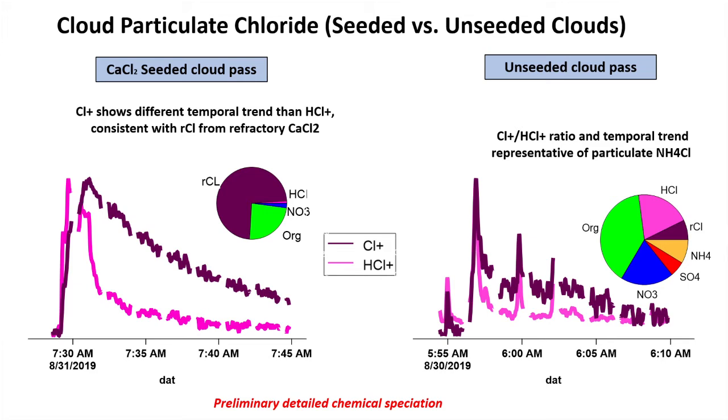On the right, I've got an instance where we went through an unseeded cloud. And there you can see that the Cl and the HCl are both going up and down quickly because they're not part of seeding, right? They're not refractory at all. They just jump up and down as we go in and out of these cloud wisps.